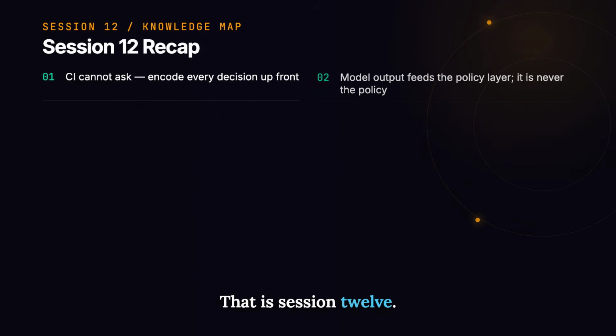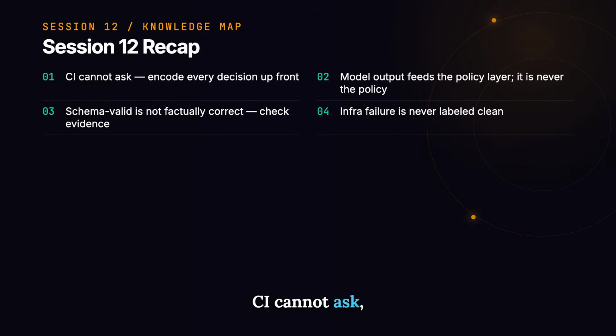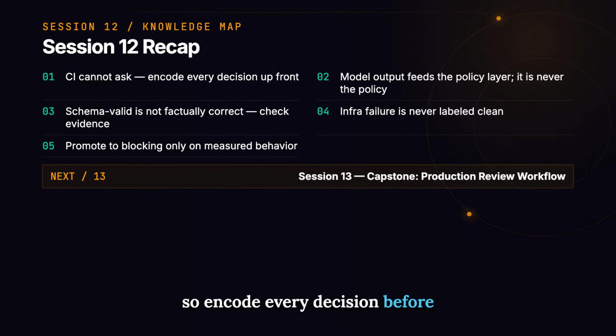That is session 12. CI cannot ask, so encode every decision before execution. Remember the spine claim: model output is input to the policy layer, not the policy itself. Validate shape, then judge truth. Keep infrastructure failures distinct from clean results. Treat every pull request string as untrusted. And promote to blocking only on measured behavior. Next session, the capstone, a full production review workflow.